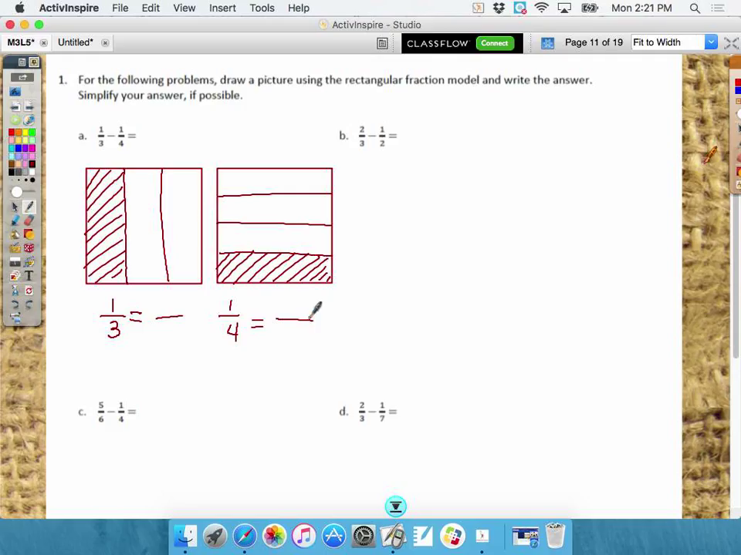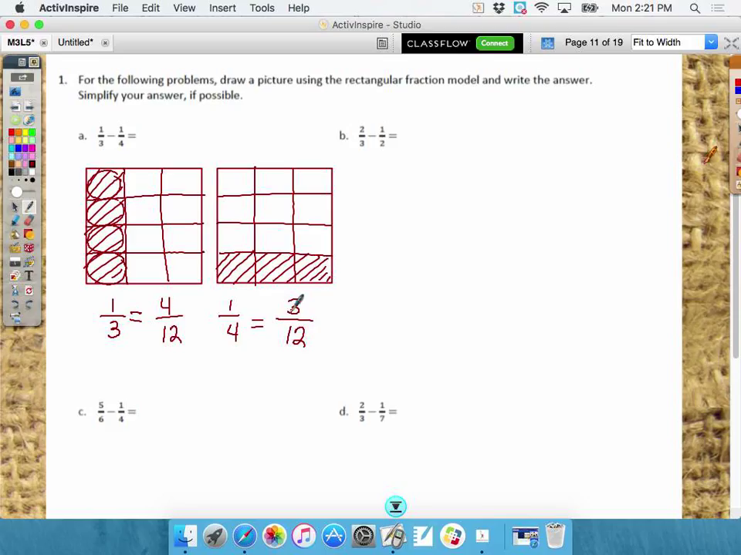All right, so what's my new denominator here? 12. Okay, that's the next step. Now that I know my new denominator, I'm going to divide my shapes with horizontal and vertical lines. My numerator, remember on our video that he did some circling here? So 4 shaded and 3 shaded.